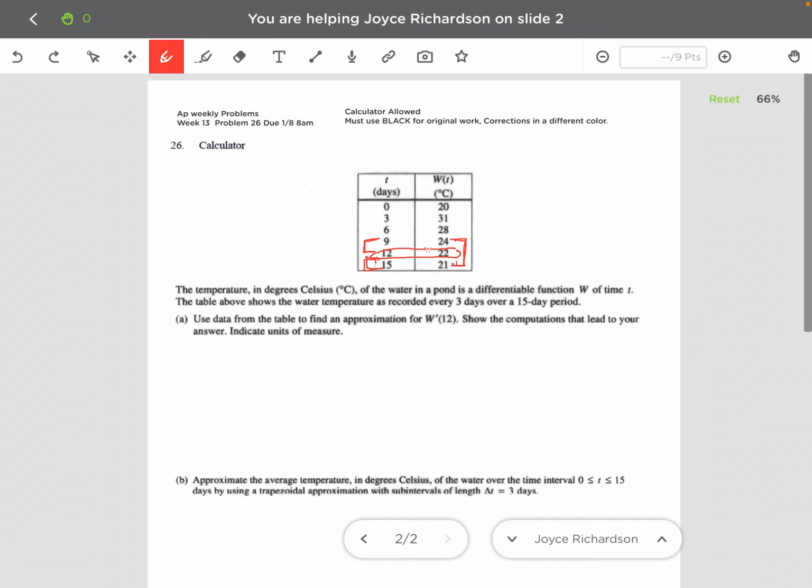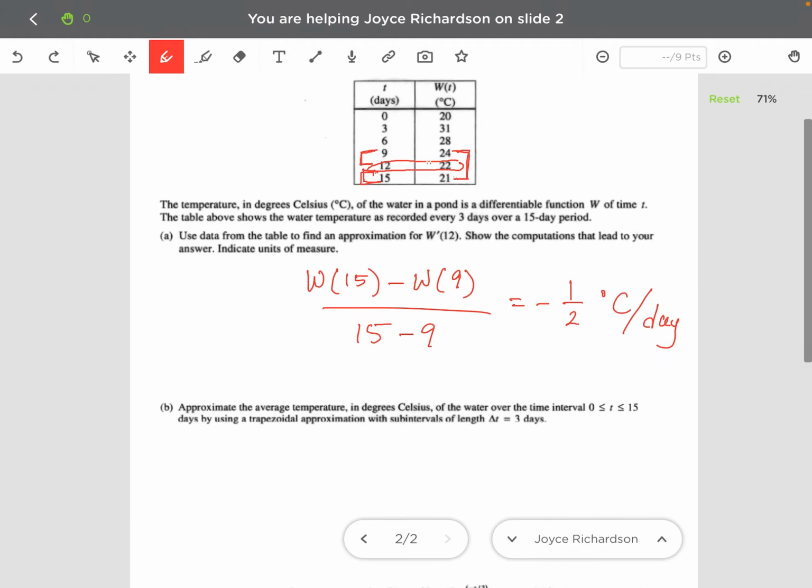So if I do that, then the slope is going to be w of 15 minus w of 9 all over 15 minus 9. And I'm going to get negative 1/2 degrees Celsius per day. Okay, as long as you had units, you were fine, and you should probably show this. If they want to know, w prime of 12 is approximately negative 1/2 degrees Celsius per day.